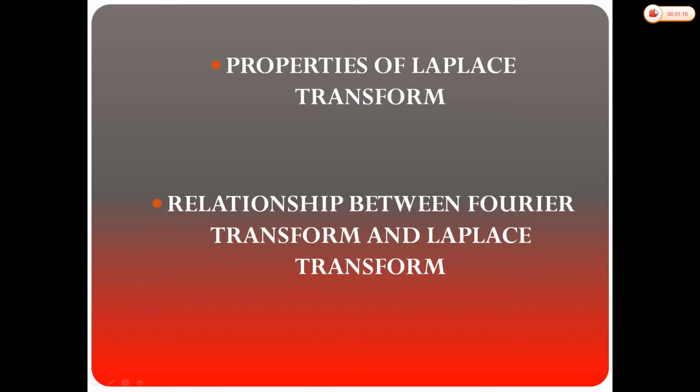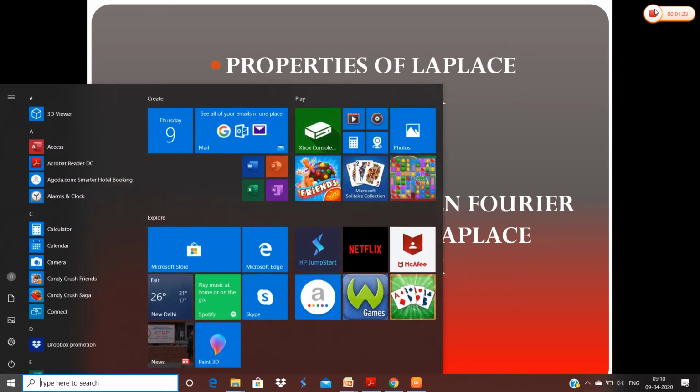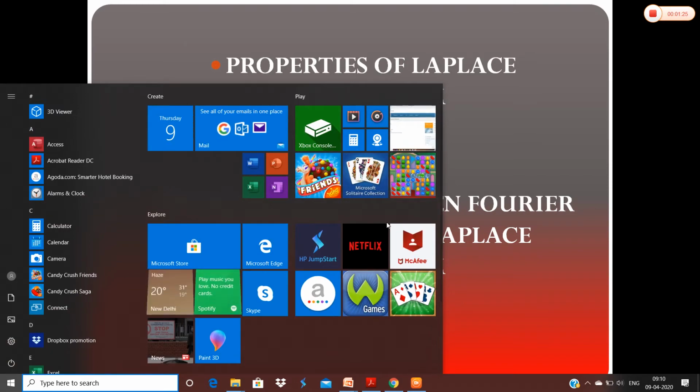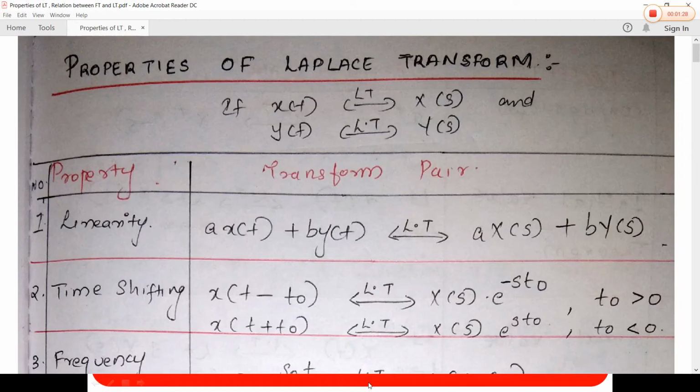We know that Laplace transform has replaced Fourier transform in a sense that we can take the Laplace transform of many of the functions for which Fourier transform cannot be applied. And we usually represent the Laplace transform in S domain of the form x of t in time domain. If you are taking its Laplace transform, it will give you the Laplace transform as x of s. And if suppose y of t is the time domain function, its Laplace transform is indicated by y of s.